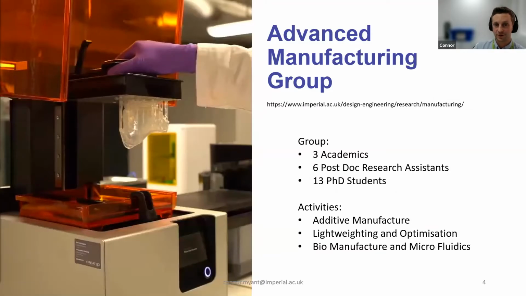So as I said, I'm one of the group leads in the Advanced Manufacturing Group. We're a medium-sized group at Imperial with about 6 postdocs, research assistants, and a team of about 13 PhD students. So we do everything around 3D printing. We also look at the concept of lightweighting and optimization, and we also look at biomanufacture and microfluidics.